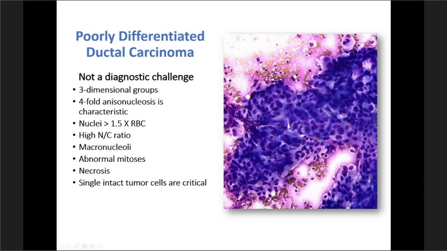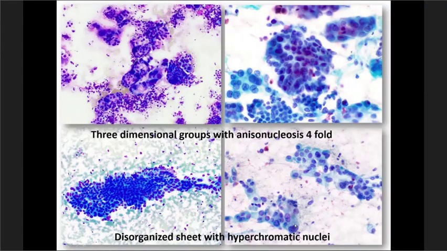The nuclei are really large, 1.5 times the size of RBC or larger. High NC ratio and macronucleoli on Pap stain slides can be noted. Mitotic activity is frequent and very notable in these tumors, and the background is, of course, necrotic in most cases. So this is extremely easy to diagnose. This is really not going to be the problem, and this was not our test case. Our test case was more in the ballpark of what I would call moderately differentiated carcinoma.